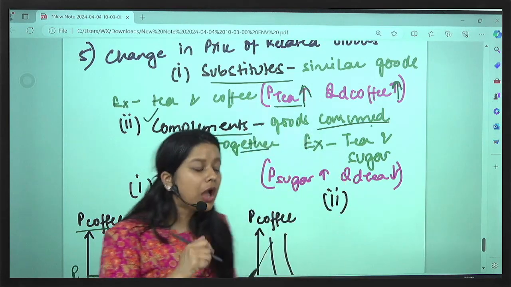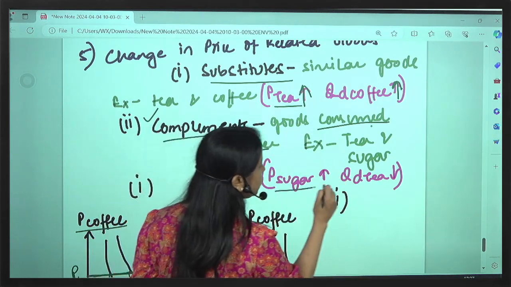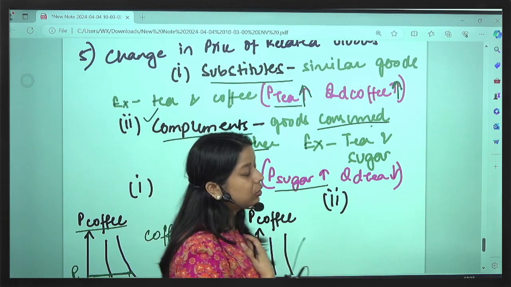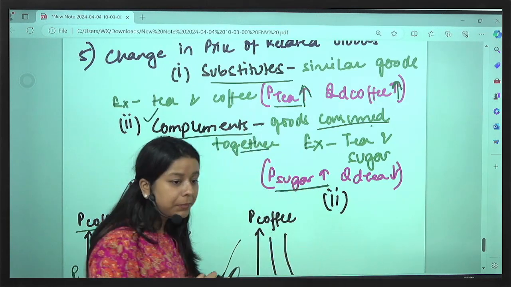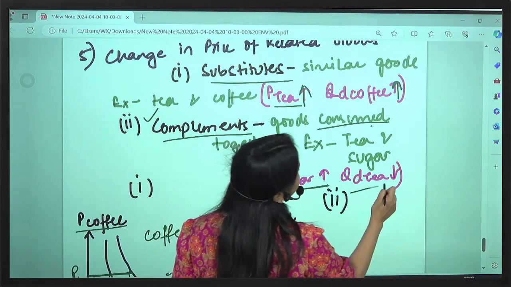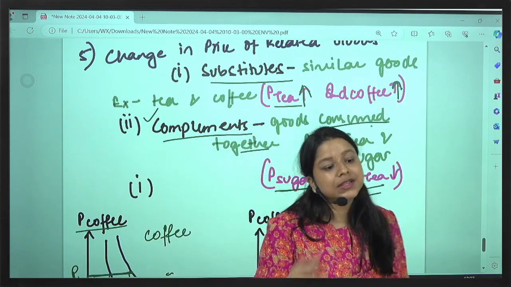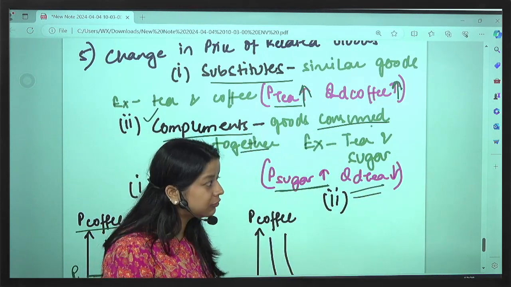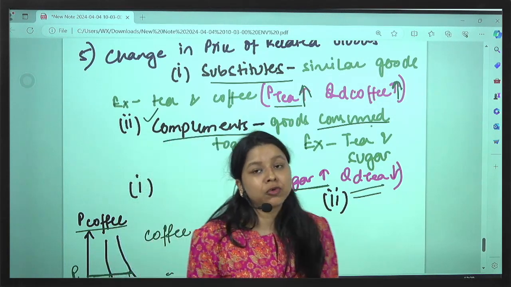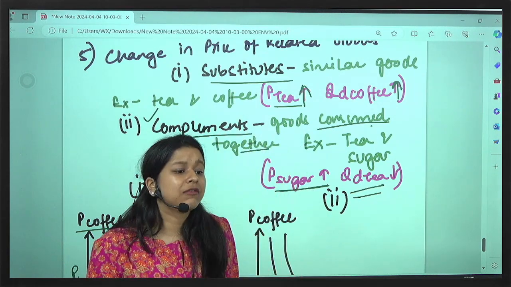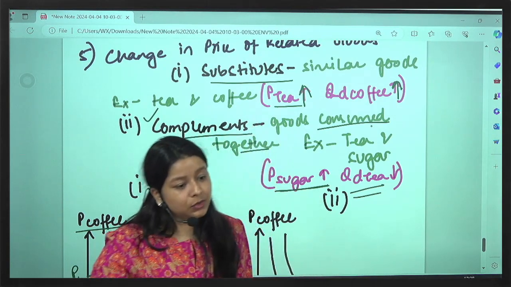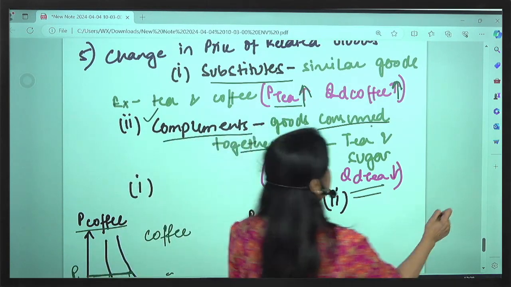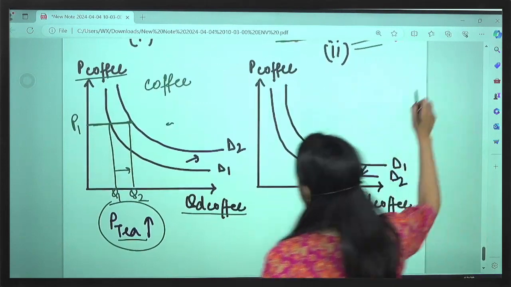Now if the price of sugar goes up, I cannot have my tea without sugar. So if the price of sugar goes up, quantity demanded of tea is going down, because sugar has become expensive. I'm not able to have my 4 cups of tea. I'm just having 2 cups of tea daily. So quantity of tea is going down. Right? Now we can see it using the diagram as well.